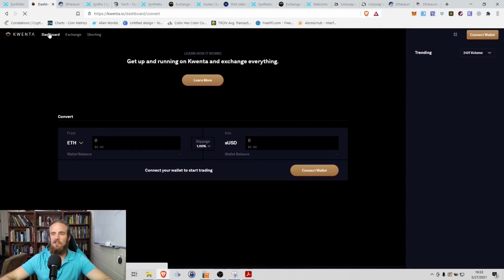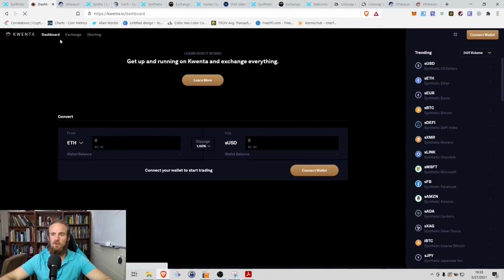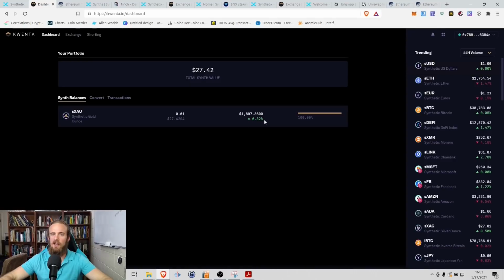Alrighty, so that transaction has finally confirmed. If we go back to our dashboard, what we can see is that we now have this SXAU, so we have a synthetic version of gold sitting inside our MetaMask wallet. So the possibilities here, this is just something that's completely mind-blowing to me. The ability to have gold, the ability to have oil, the ability to have Bitcoin, Tezos, all of these different things simply sitting in my Ethereum wallet is absolutely amazing to me.